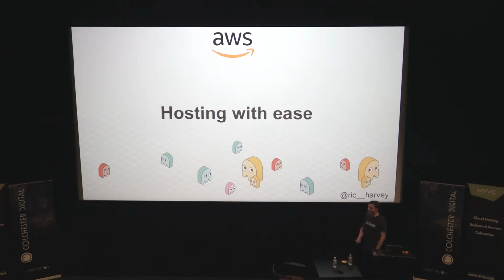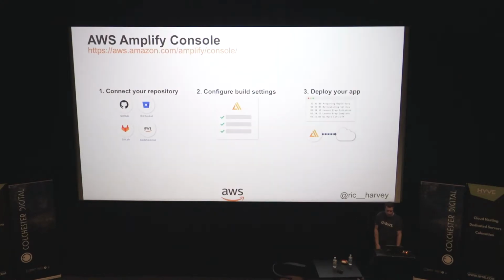Now, the next thing I want to do before I do my demo is to show you how to do this easily. We have something called the Amplify console, and it's the most undersold product we actually have. And it links in with your favorite Git provider, GitLab or Bitbucket or GitHub.